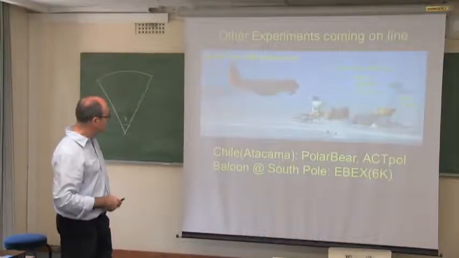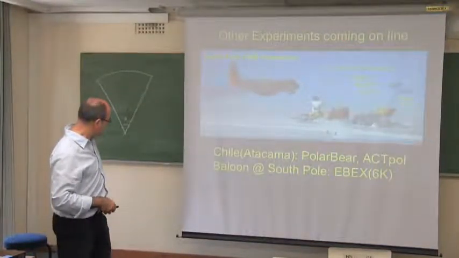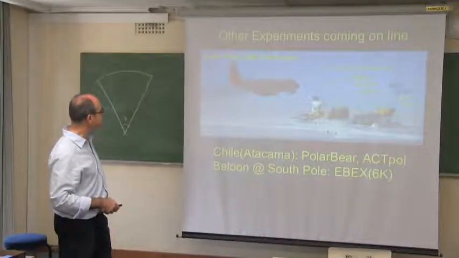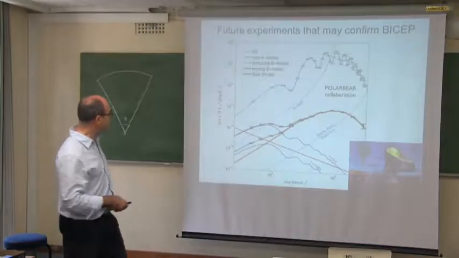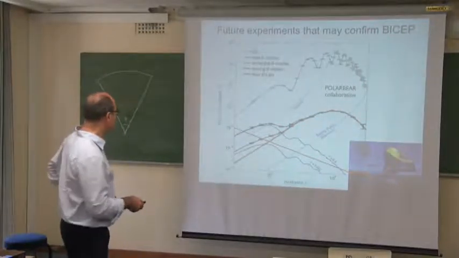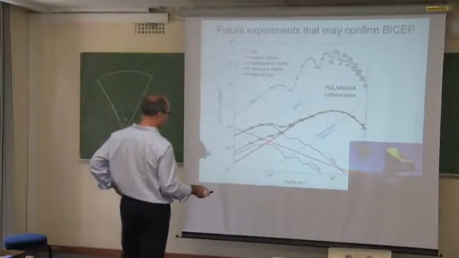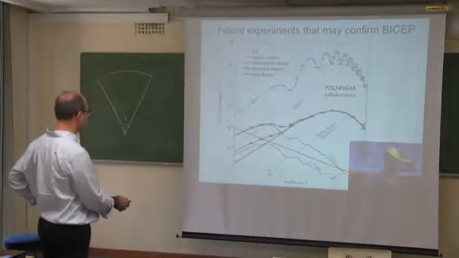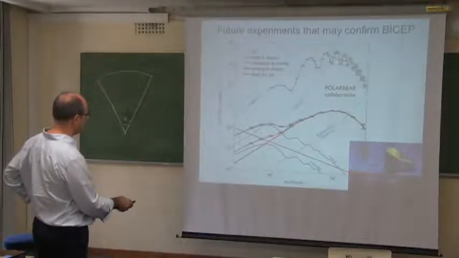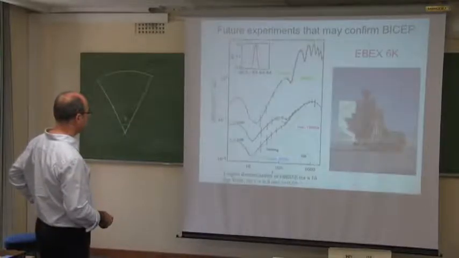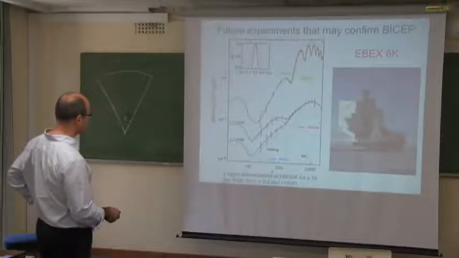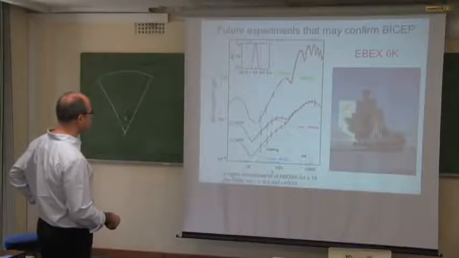Fortunately, there are other experiments online. There's Polar Bear, the South Pole Telescope, there are some balloons like EVEX. And they will have resolution which is enough to tell R of 0.2 from, say, 1 order of magnitude smaller. Bear, EVEX is a balloon. Go down to a few percent.